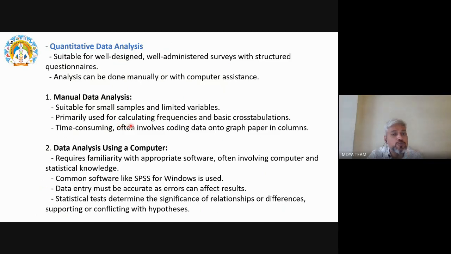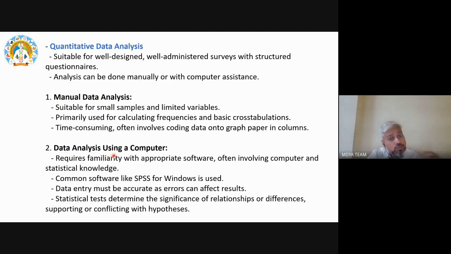Primarily used for calculating frequencies and basic cross tabulations. Manual data analysis is time consuming, often involving coding data onto graph paper in columns. So this is a very lengthy process when you do statistics manually.